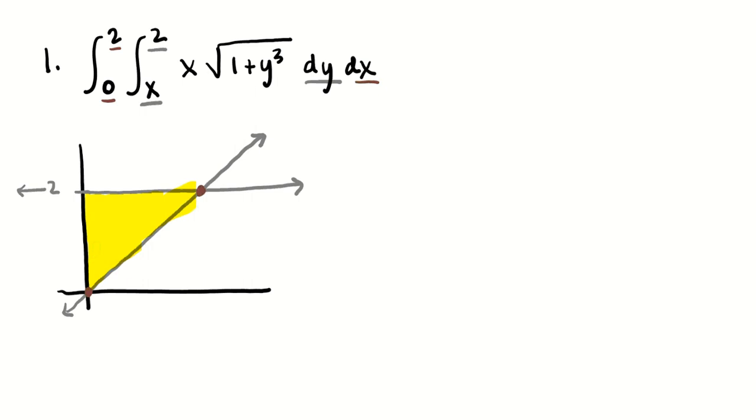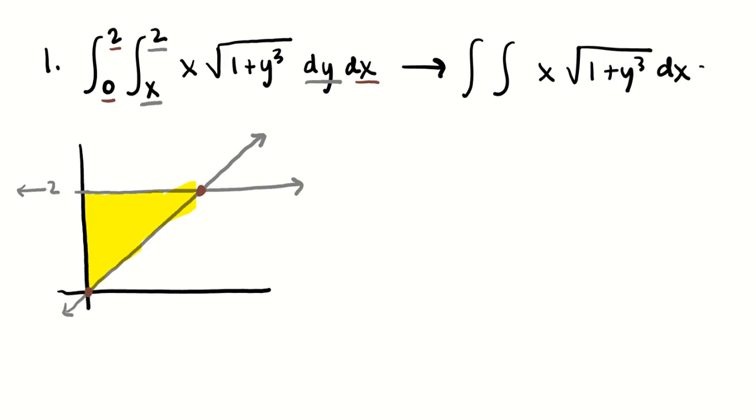Okay. But we need to reverse the order of integration, so we want to write it as a double integral of x square root of 1 plus y to the 3, dx dy. Okay. So we need to start by saying what are the x values, right? We need to get some sort of x bounds. So x looks like it starts over here and it ends over there.